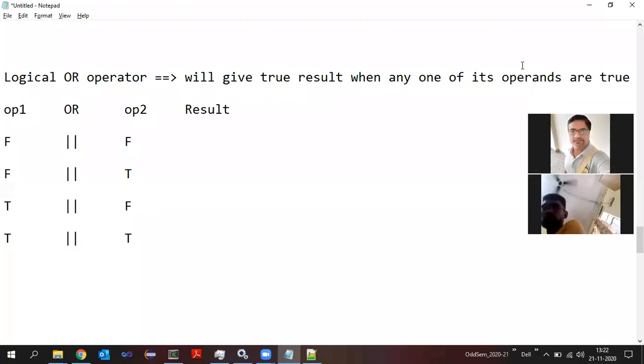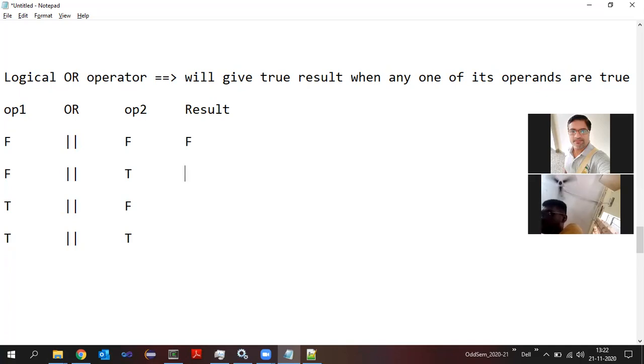Why false? The OR, how does it work? If any one of the operands is true, then it is true. On the other way, how you need to understand? If both are false, then only it is false. In this case, both of its operands are false, then the result is going to be false. Okay, now the second case. In the second case, the first operand is false and the second operand is true. Then what will be the result?